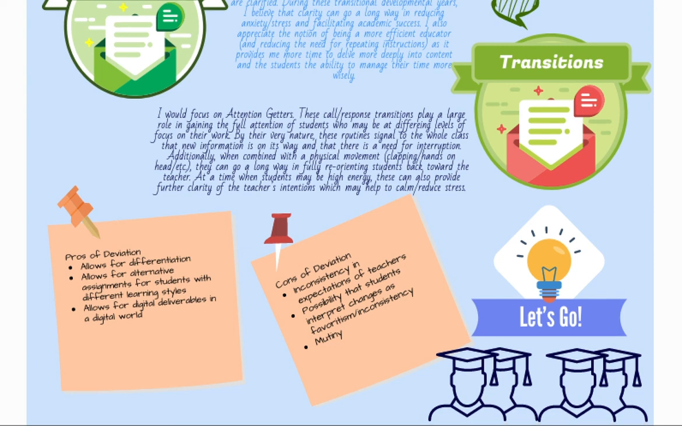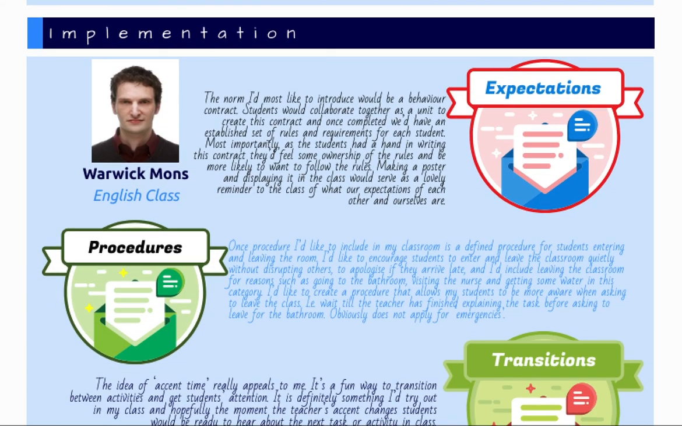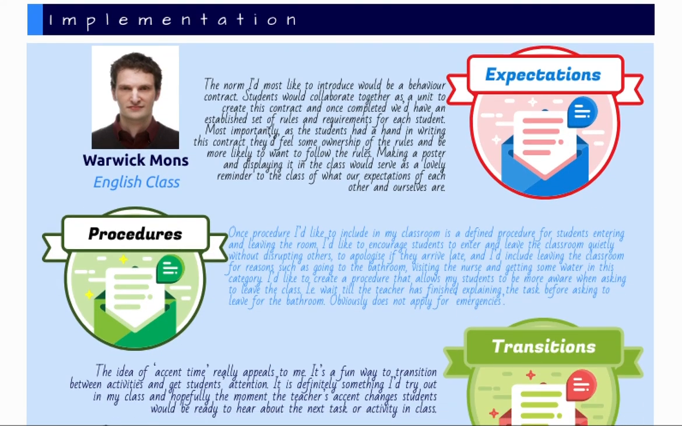For the norm, procedure, and transition I'd implement in my classroom, I included the following. I'd like to include a classroom contract jointly created by my students. This would give us all a clear set of guidelines for the year and provide an opportunity for students to discuss any worries or concerns before they become a problem.